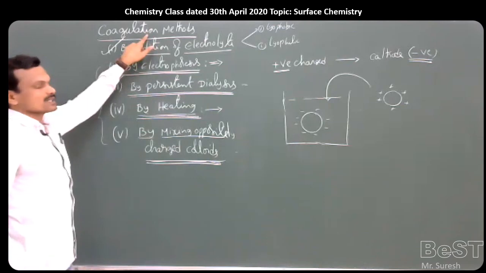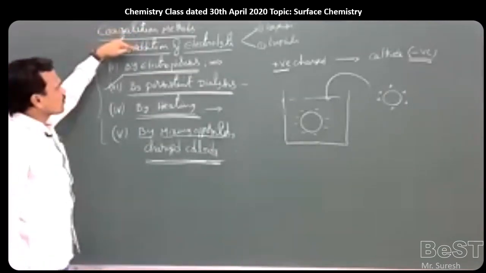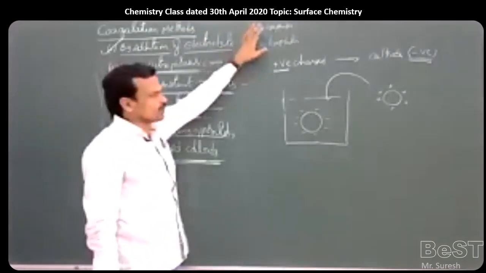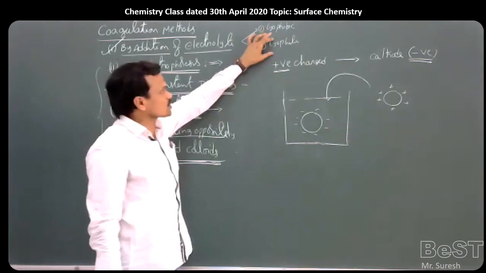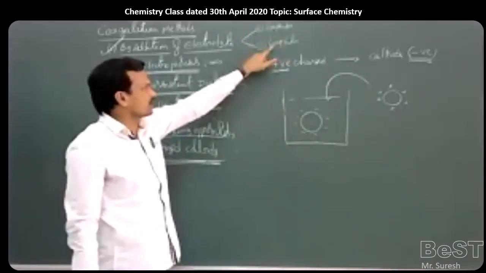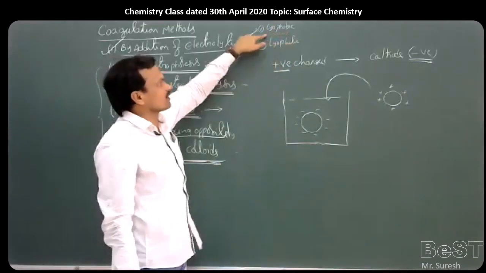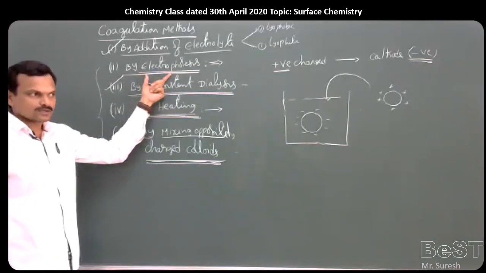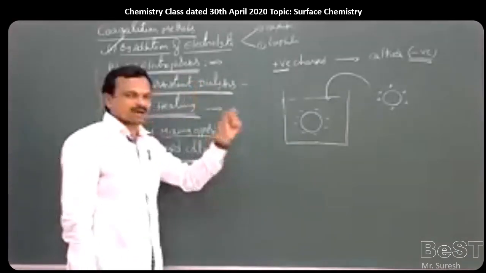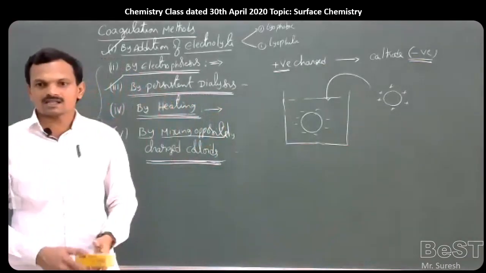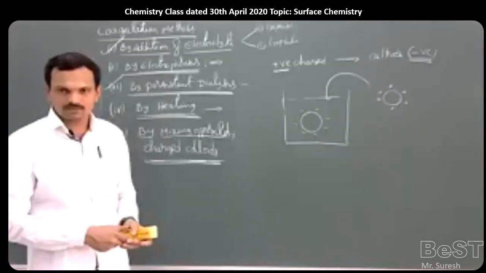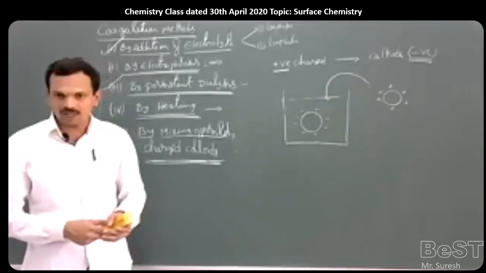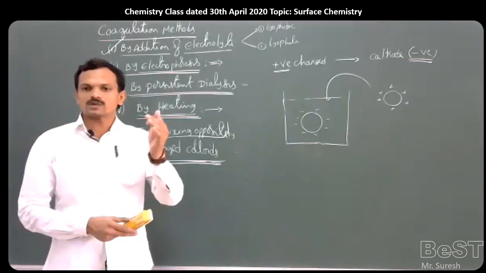The colloidal particles can be coagulated, one, by addition of electrolyte. Both lyophilic as well as lyophobic colloids can be coagulated. Lyophilic colloids are more stable, so a larger amount of electrolyte is required for lyophilic and a smaller amount of electrolyte is required for lyophobic. Second one, by electrophoresis. During electrophoresis, the colloidal particles are displaced towards oppositely charged electrodes. At these oppositely charged electrodes, the charge present on the colloidal particles is neutralized and the particles get precipitated.